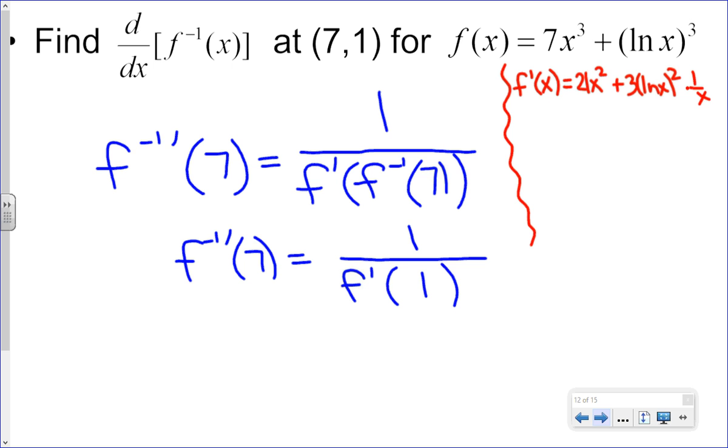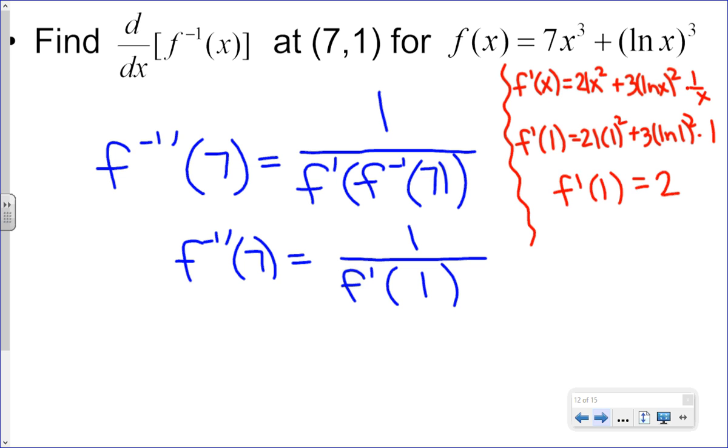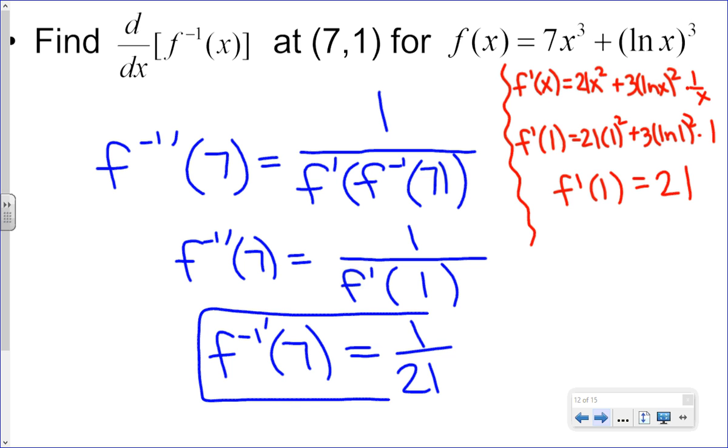Okay. So we need to plug in 1 to our derivative. What is the natural log of 1? 0, which means that's 0. F prime of 1 is 21. So our inverse derivative at 7 is 1 over 21.